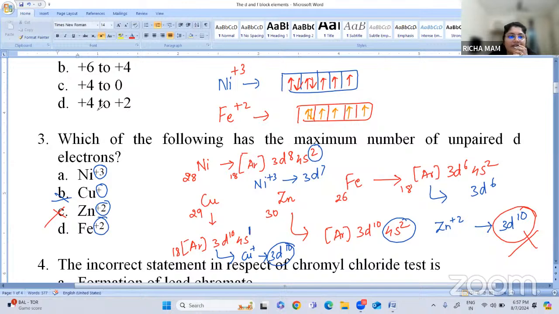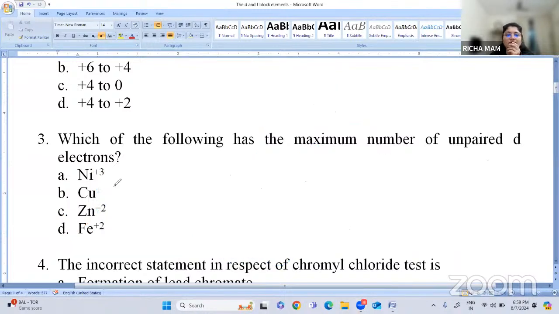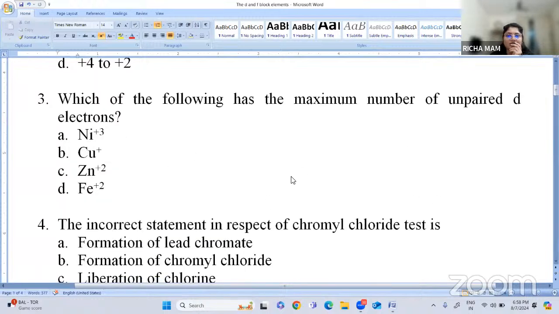Now, which is having the maximum number of unpaired electrons? Here there are 3, and here there are 4. So option number D. Is it clear now? The third question, is it clear? Yes, okay, fine. So let us go for the next one. Remember, like this only different elements will be given from the d block, and they may ask you to find the maximum number of unpaired d electrons.